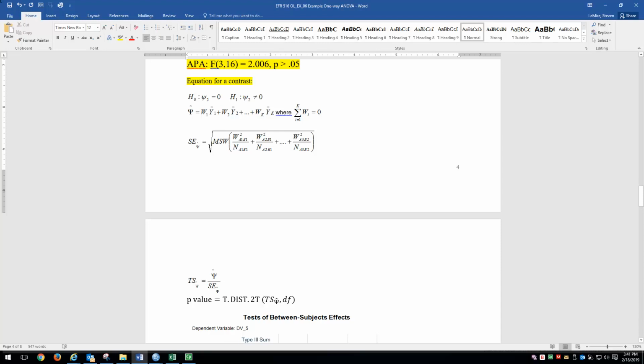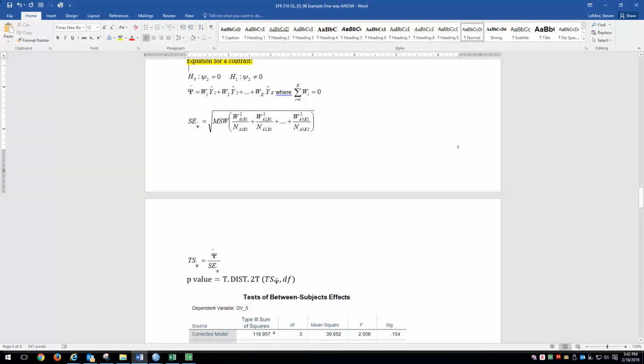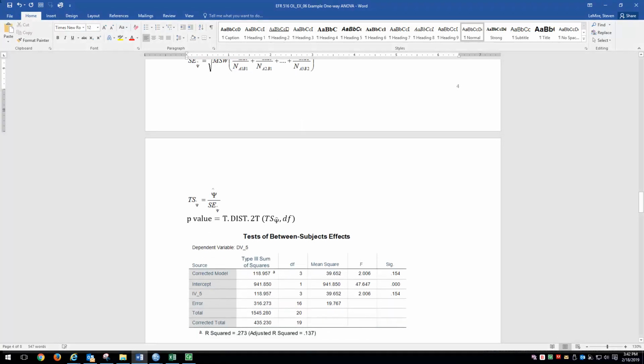So psi is the product of our weights and our means for our cells. Now, there's an example here with 4, but you could do more than 4. So this is a psi, and it's the weights. And our weights have to sum to 0. When we sum up all our weights, they have to sum to 0. Then the standard error for psi hat is the mean squared within times the weights squared divided by the size of the sample in that group. And then the test statistic is psi hat over standard error psi hat. And then we calculate a p from that. We'll go to Excel for that.